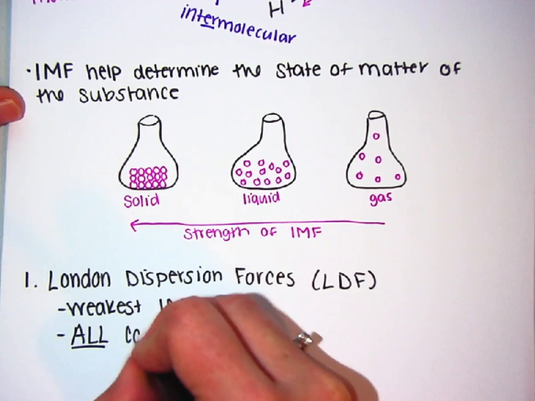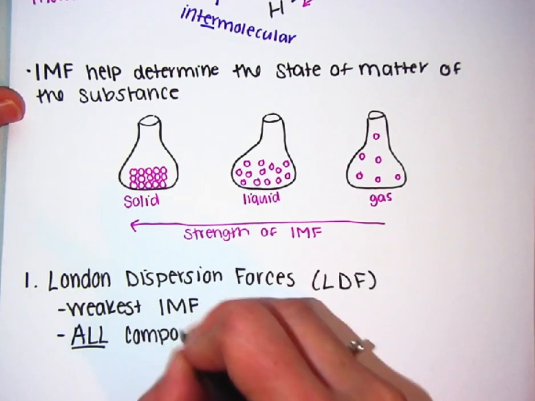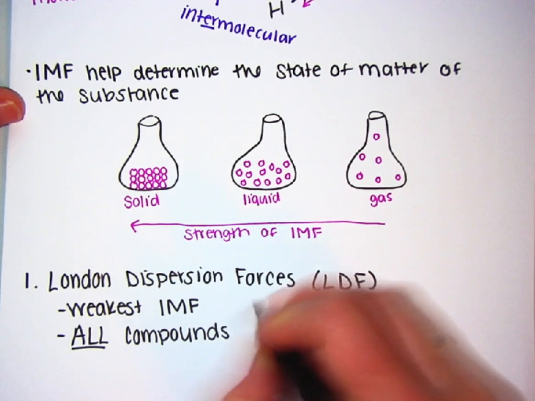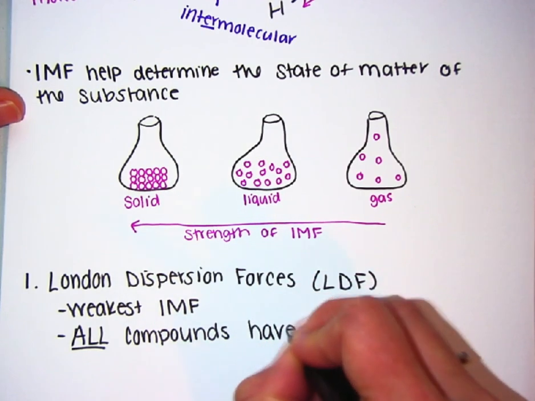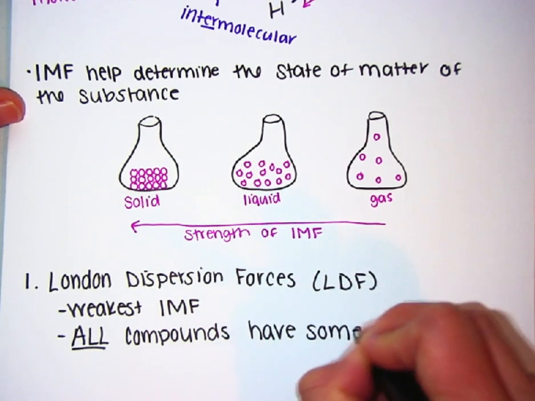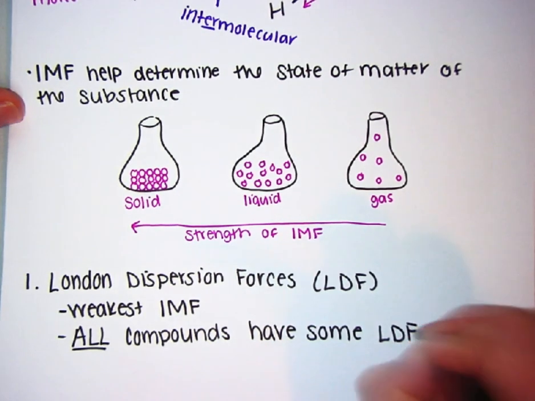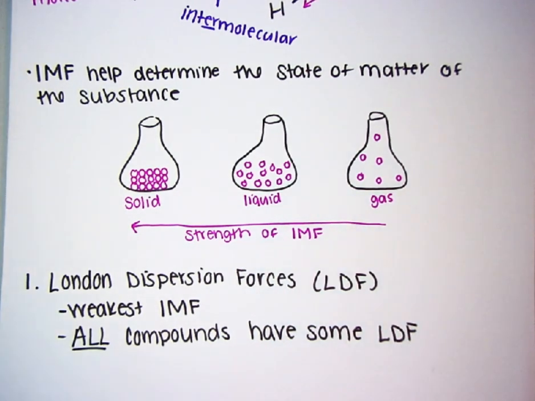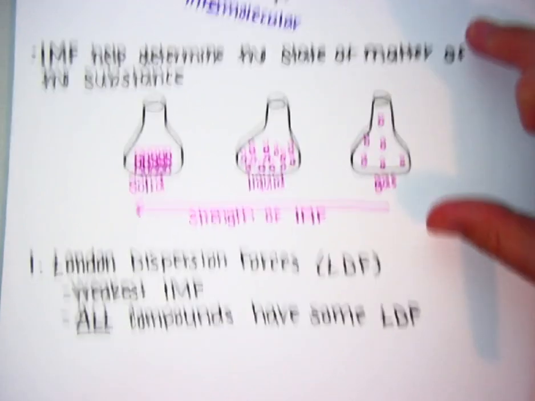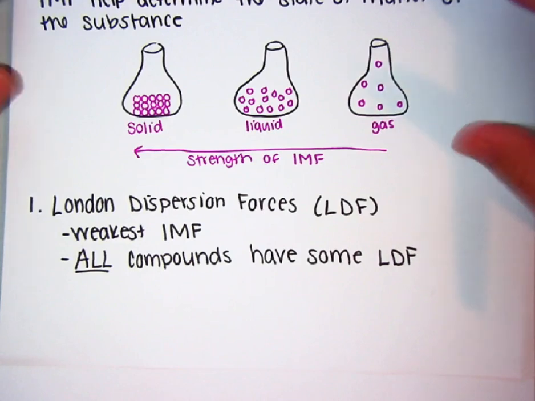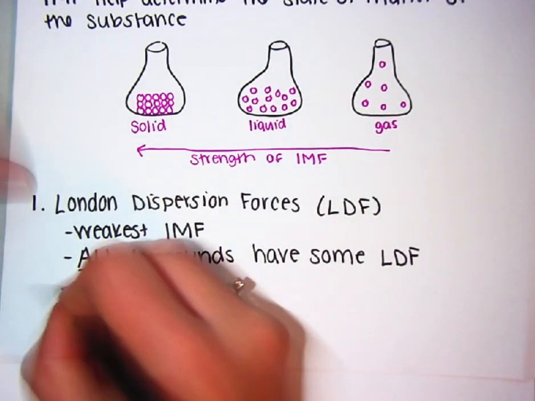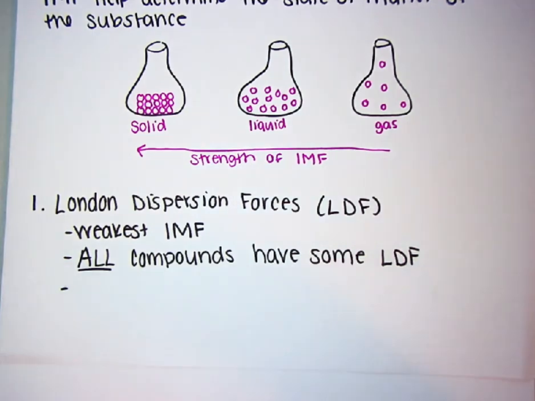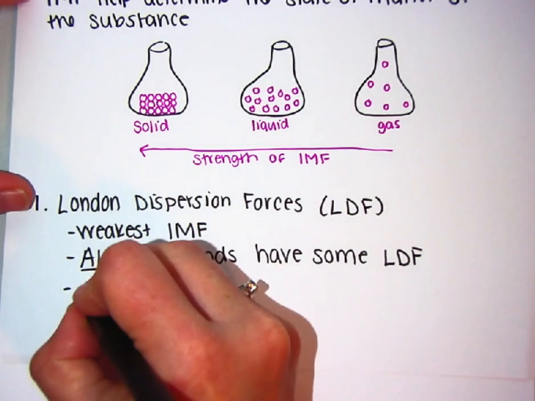All compounds have London dispersion forces. So this one should be automatic. If you see a question that says list all of the intermolecular forces acting on a molecule, automatically put LDF. Every single molecule has some LDF. So why? We're going to draw a picture, so stay with me for a little bit, and once we draw a picture, hopefully it's going to make a little bit more sense.